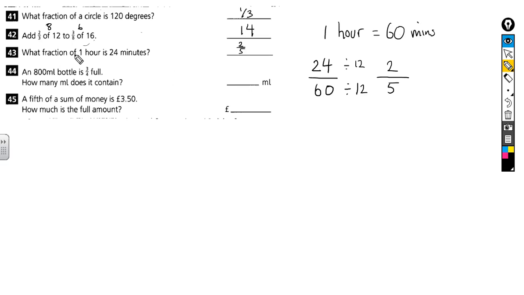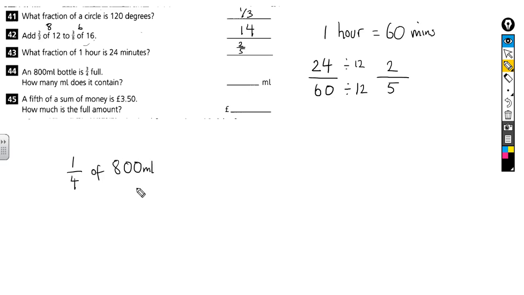An 800 milliliter bottle is 3/4 full. How many milliliters does it contain? So 800 milliliter bottle, that's the whole amount. And at the moment it's 3/4 full. So it would help me to find out what is 1/4 of 800 milliliters. So what's 1/4 of 800?